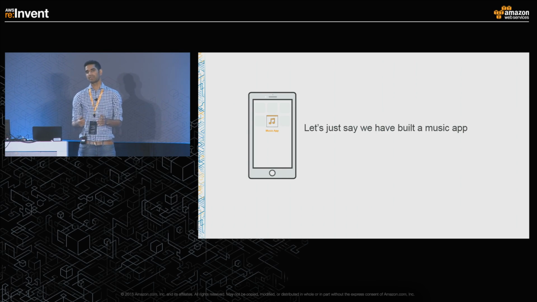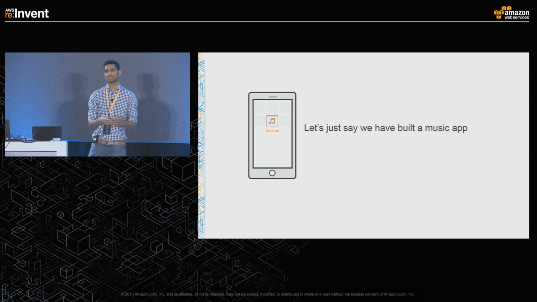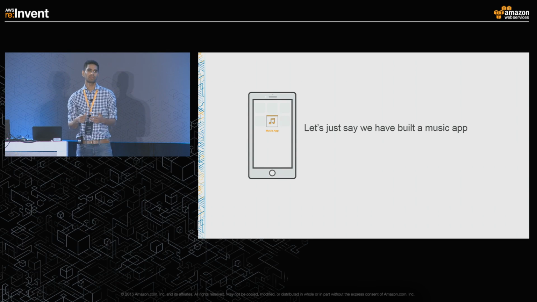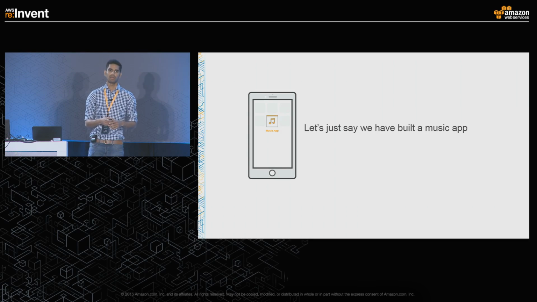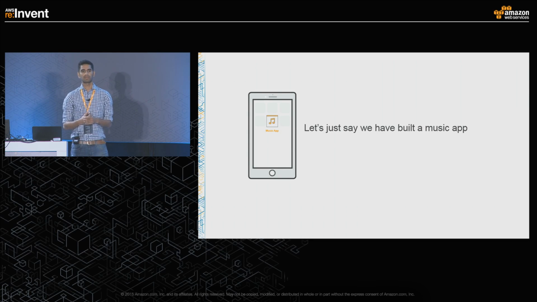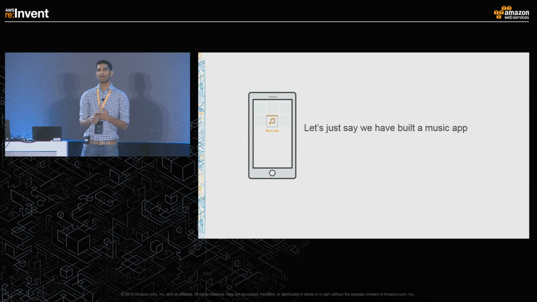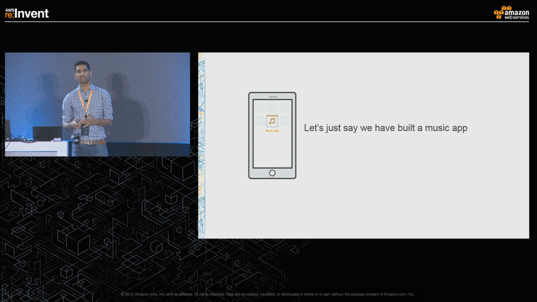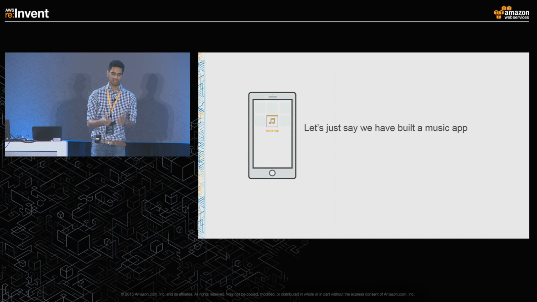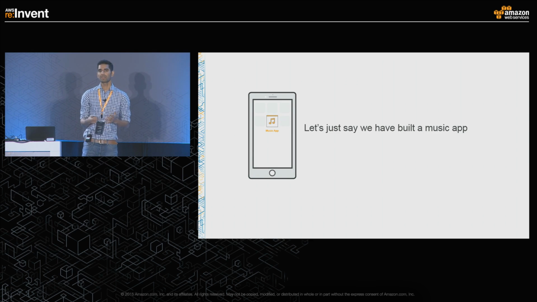So let's just say you've built a music app, where customers can stream music and share music. Now you've published this app on iOS, Android, or any other platforms. When you submit your apps to these platforms, you get very basic information from them on how many installs you are having, and probably how much revenue you are making. But this information does not really give you a lot of insight into how your app is actually being used.